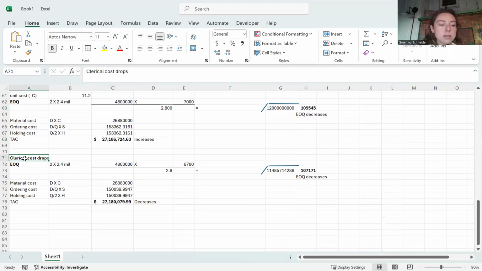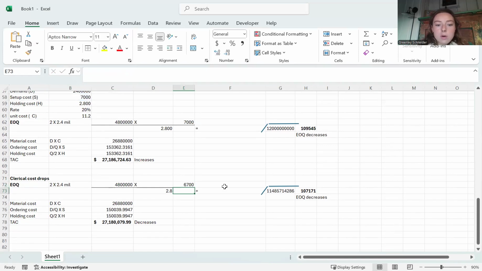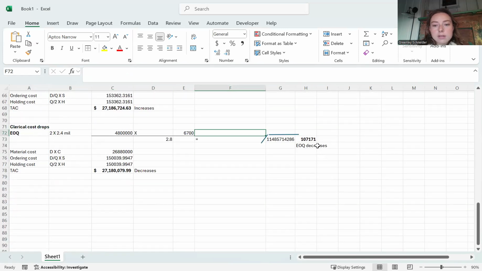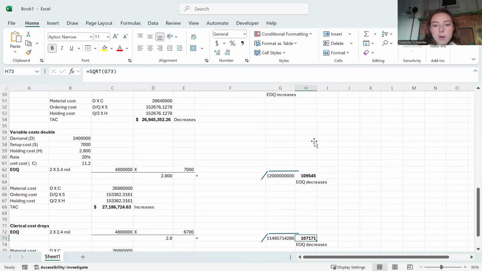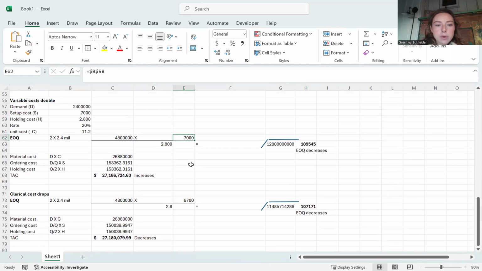So what happens if our clerical costs drop by $300? Our clerical cost used to be $500, and the question asks what would happen if we dropped it down to $200. So carry this formula down, but what's changing, I just took this previous setup cost and I subtracted $300 from it. So our numerator is now changing, and that is going to decrease our EOQ, just how we saw in here when our numerator increased.